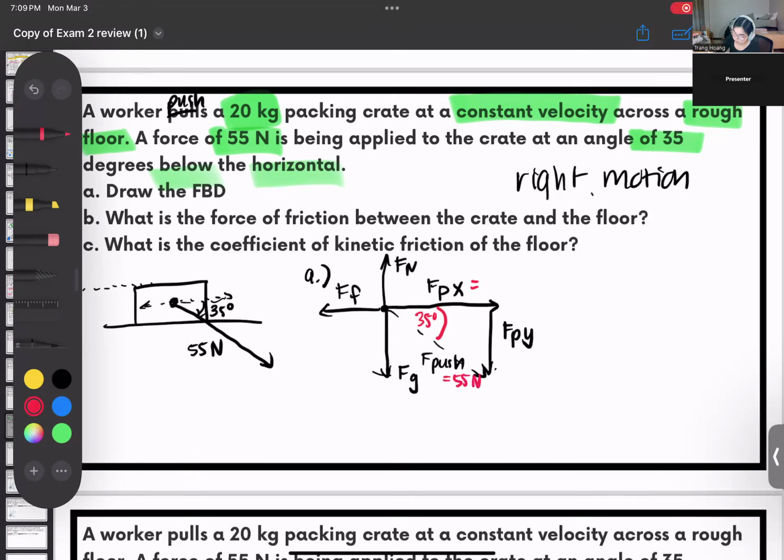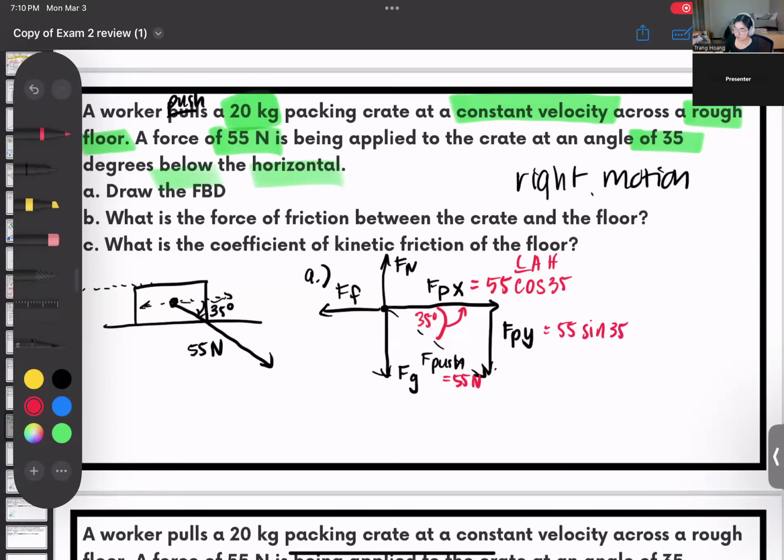So that means, remember what I said before? It's going to be equal to F push times either cosine or sine, depending on what it is. Just look at your text. So this is 55. This is going to be our adjacent. This is our hypotenuse. So we use cosine. It's adjacent over hypotenuse, cosine 35, which means that this is 55 cosine 35.